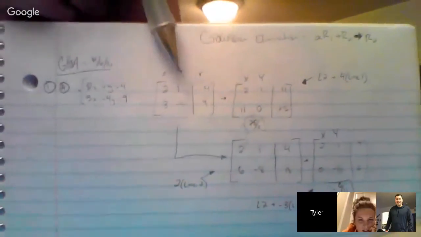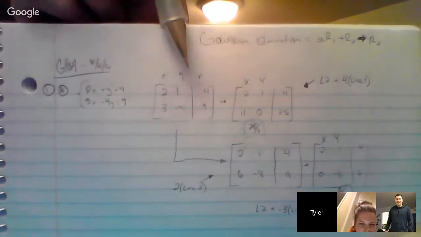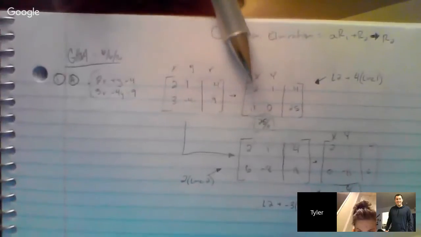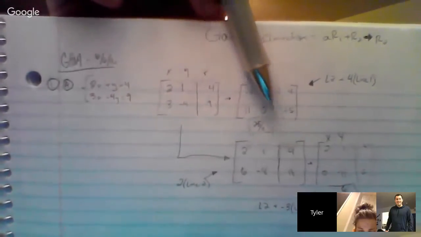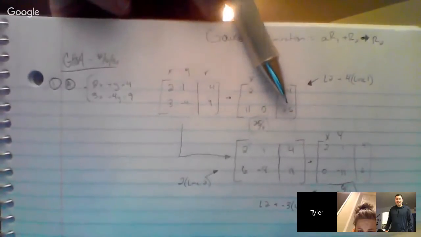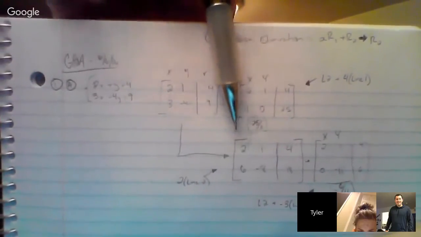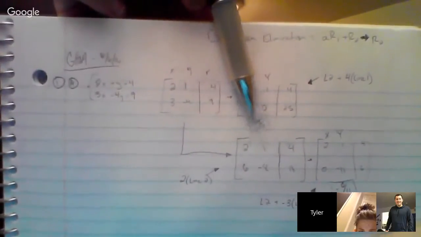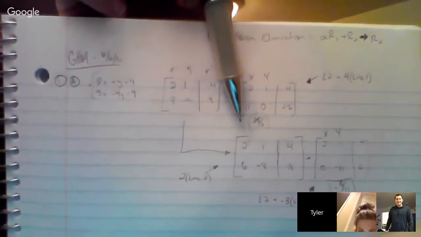So you can basically assign each column. If you look at the equations and then look at how the matrix is set up, this is the x variable column and this is the y variable column. So in this case, you can look at this as 11x is equal to 25. To solve for x, you just divide by 11. So 25 over 11 equals x.